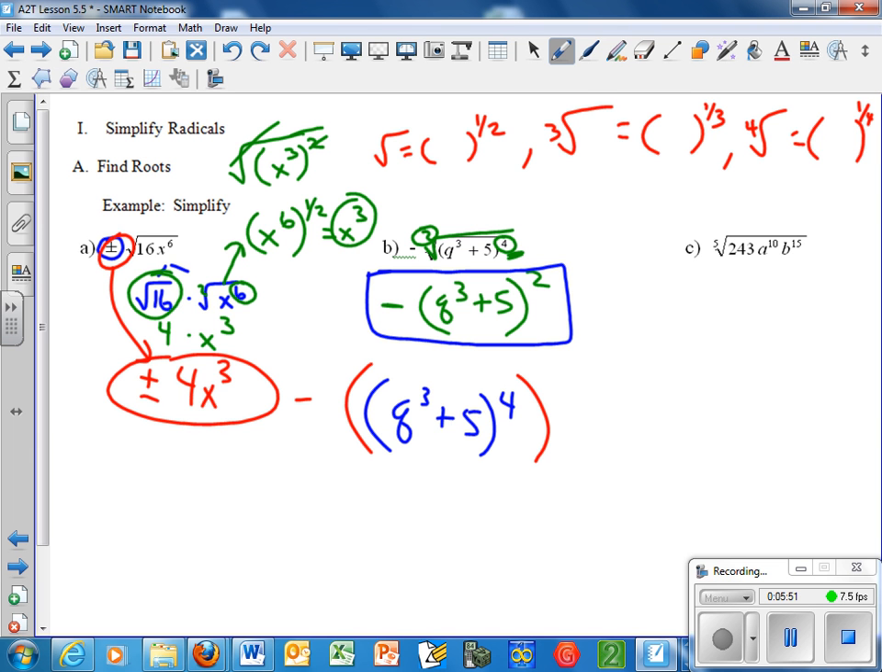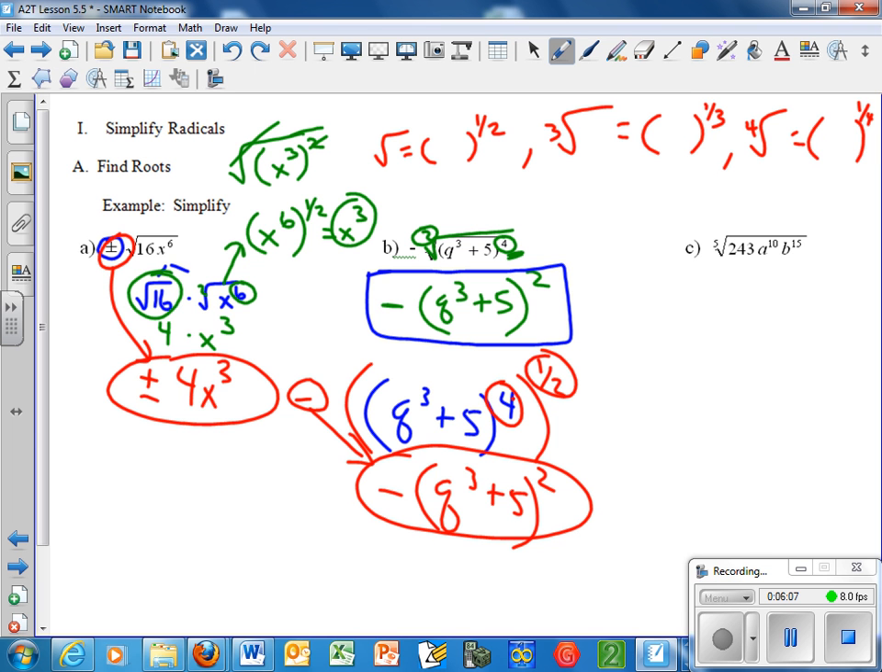Square root means 1/2 power. Well, power to a power, you multiply exponents, so it's q cubed plus 5 in parentheses, 4 times 1/2 is squared, and again, this negative sign gets put on it. So that's just a way of thinking of it with fractional exponents, kind of like I did the first one. Just some alternative ways of doing these.